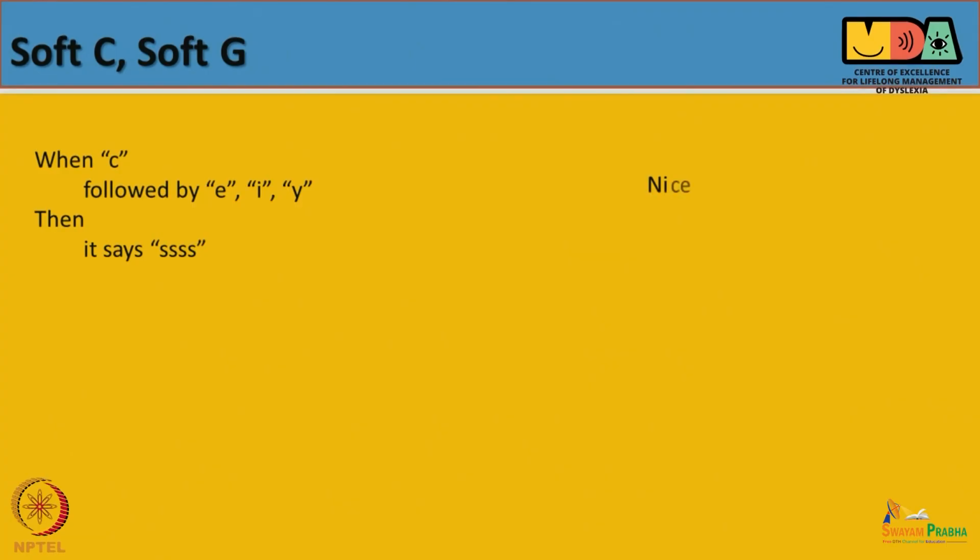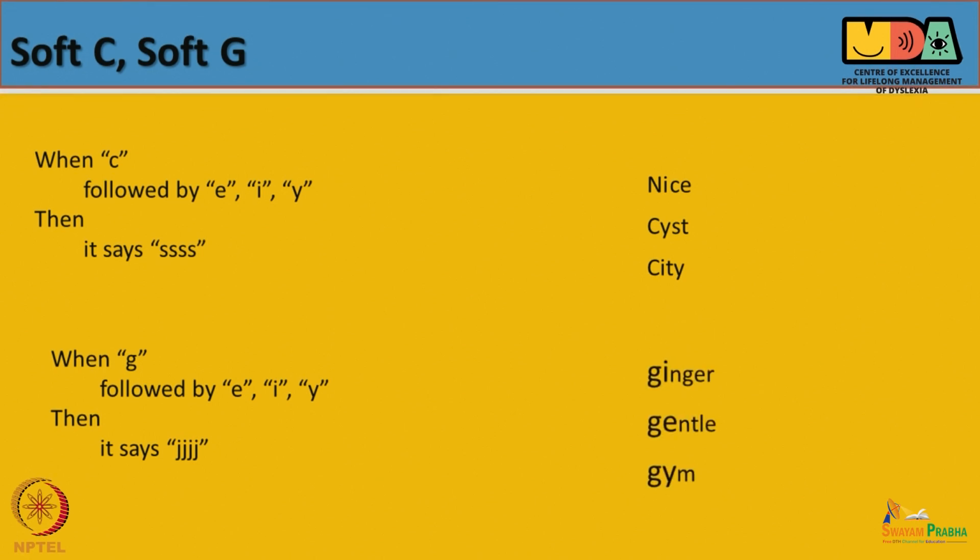G. Soft C says S when C is followed by E, I or Y. So, we have words like nice, cyst, city. Then C is saying S. Similarly, when G is followed by E, I or Y, then G says J, like in the word ginger, gentle and gym. So, you want to retain the softness of the C and the G.